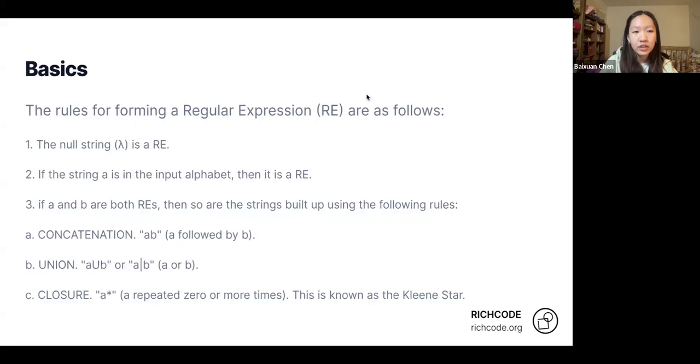Here are the rules for regular expressions. A null string is also a regular expression. If we have a string A in the input alphabet, then it's a regular expression. And if A and B are both regular expressions, then we can build strings using the following rules: concatenation, or union, which is A or B, like we did in the problems before, or closure, which is again the repeating ones, repeating 0 or more times.